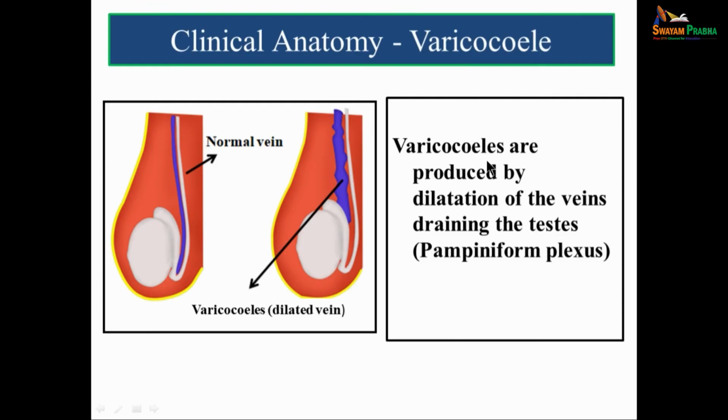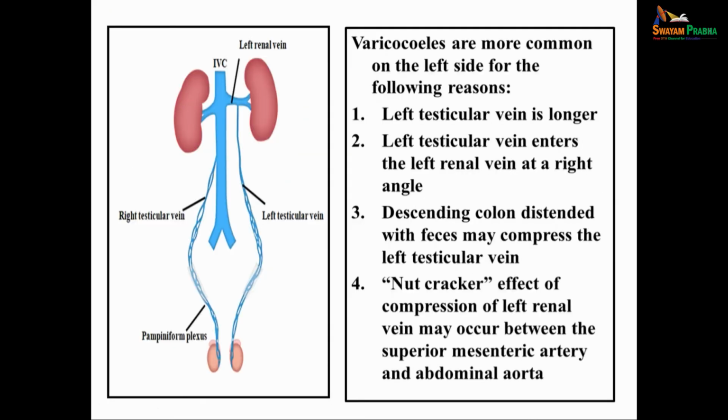Varicocele. Varicoceles are produced by dilatation of the veins draining the testis, particularly the pampiniform plexus of veins. Varicoceles are more common on the left side for the following reasons. The left testicular vein is longer. Left testicular vein enters the left renal vein at a right angle. Descending colon distended with feces may compress the left testicular vein. Nutcracker effect of compression of left renal vein may occur between the superior mesenteric artery and abdominal aorta.